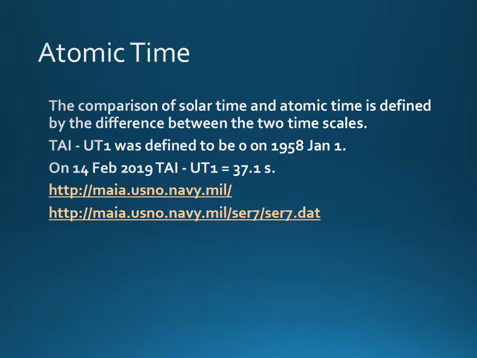The comparison of solar time and atomic time is defined by the difference between two timescales. The second timescale is UT1. This would be the average time in atomic seconds of the apparent motion of the sun in the sky from noon to noon, as determined by something like a gnomon. Really, we look at the meridian transit of the sun. In 1958, the difference between atomic time, TAI, and solar time, UT1, was set to 0 seconds. While the difference changes constantly, on 14th February 2019, the difference was 37.1 seconds.